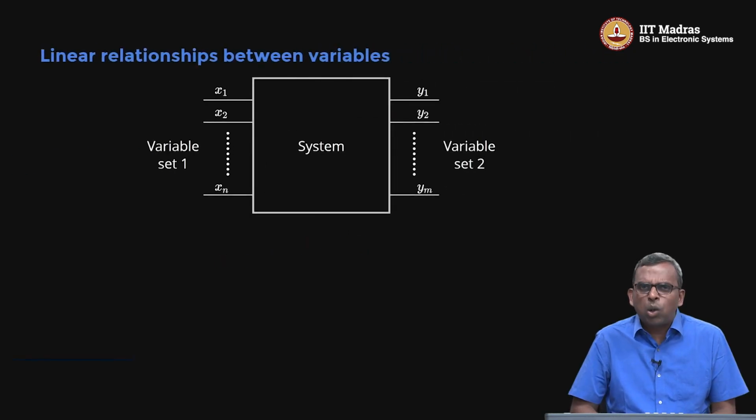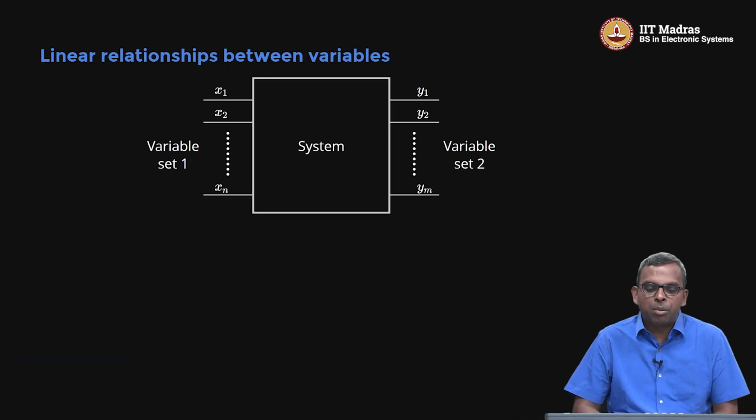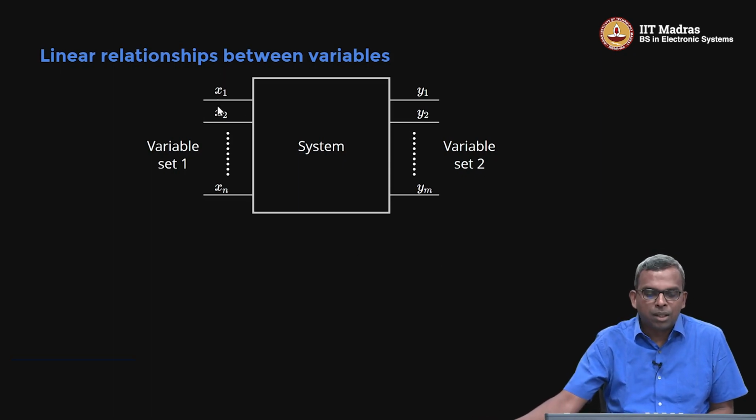So basically there are a lot of systems that you will come across in electronics and even otherwise across your life as you see things around you in your environment. Many systems have linear relationships between variables that are involved in the system. So here is something that I've shown here. You have some variables from set 1, as I'm calling it, x1 to xn, and then there are these set 2 variables which go from y1 to ym, and maybe these x's are inputs and the y's are outputs, right?